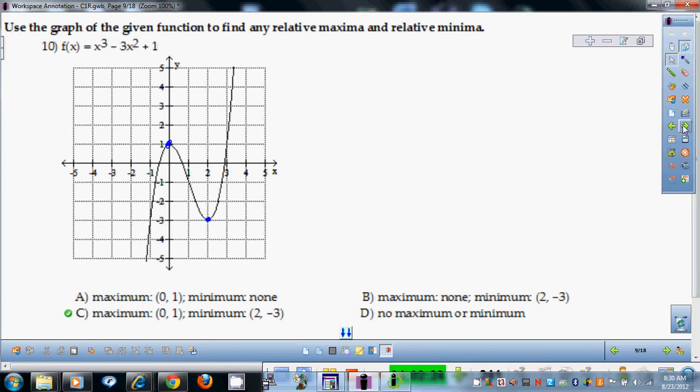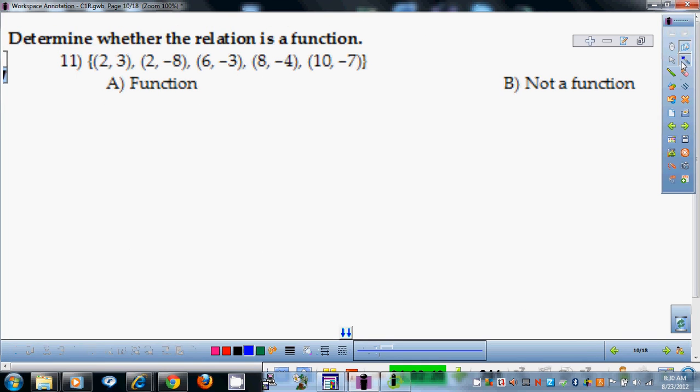So, I'll wait until we're done with this one. Determine whether the relation is a function. As soon as you think you know, raise your hand. Although everyone should know this one. Trojan. B. Why not?